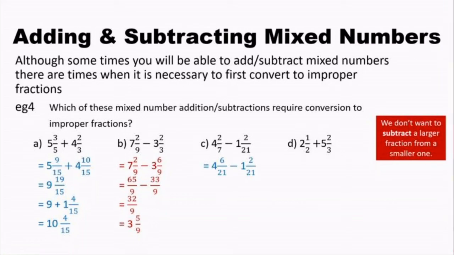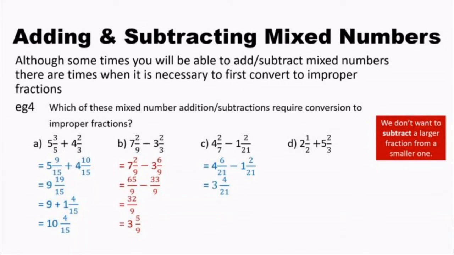Now, do I need to convert to top heavy? No, I don't, because I can do the whole number subtraction, 4 minus the 1, and I can do the fraction subtraction, 6/21 minus 2/21. As we've got a common denominator, let's just subtract the numerators. 6 minus 2 is 4. So I've got 4 minus 1 is 3, and 4/21. Again, just double check that your answer is fully simplified.